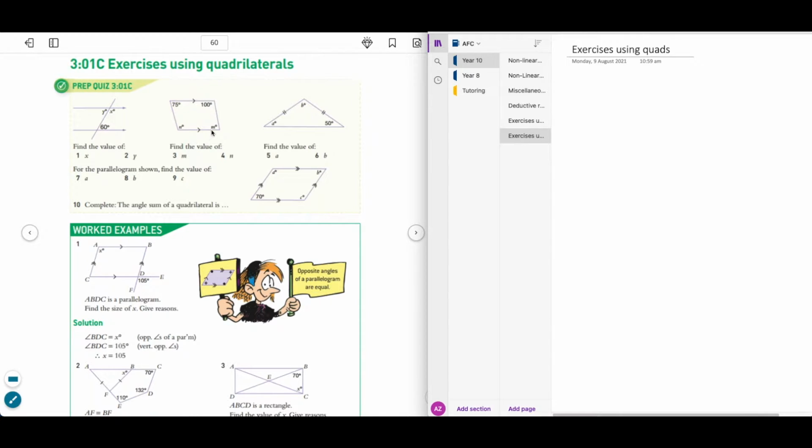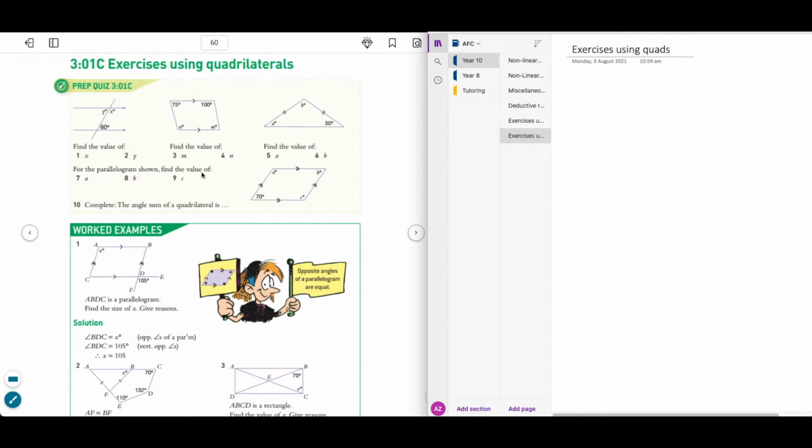Question 3, how do you find the value of m? Well, as you can see, m is just going to be 80 degrees because of co-interior angles. And n is going to be 105 degrees, co-interior angles. For this question, how do you find a? Well, a is going to be 50 degrees because it's a base angle of an isosceles triangle. And if a is 50, b is going to be 80 because of the angle sum of a triangle.